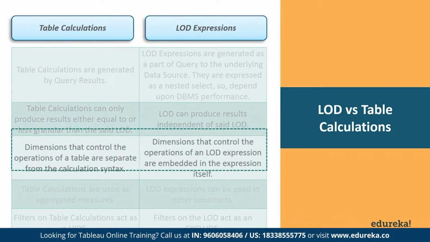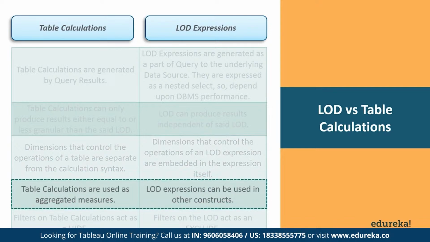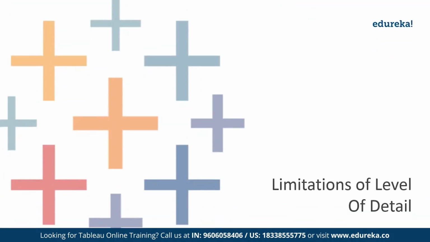Dimensions that control the operations of a table are separate from calculation syntax in table calculations, whereas in LOD expressions, dimensions that control the operations of an LOD expression are embedded in the expression itself. Another big difference is that table calculations can be used as aggregated measures, and LOD expressions can be used for various other constructs. The filters on the table calculation act as a hide, whereas filters on the LOD act as an exclude. And finally, let's discuss the limitations of level of detail.